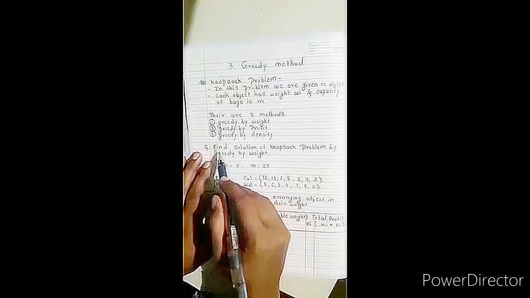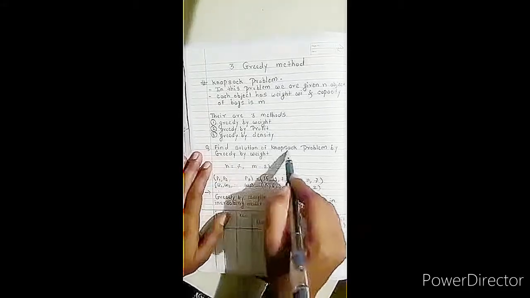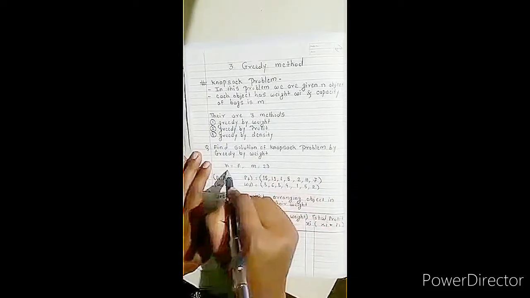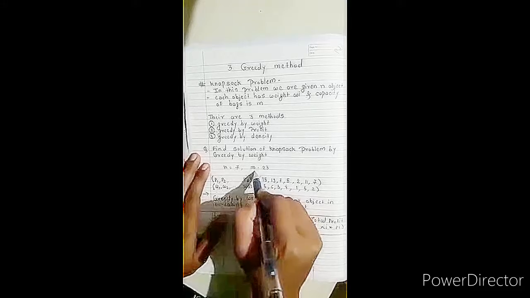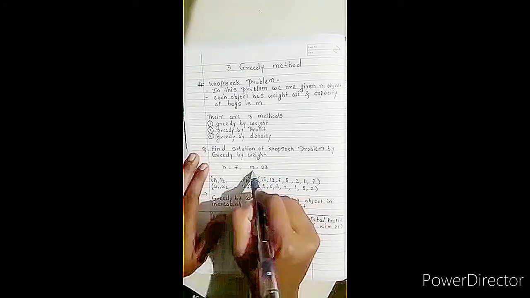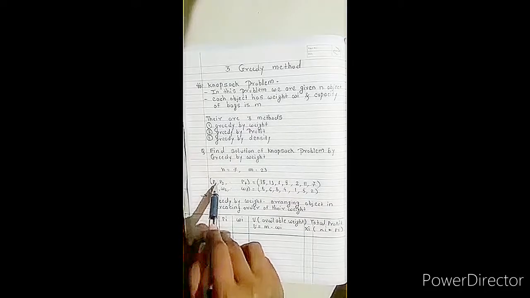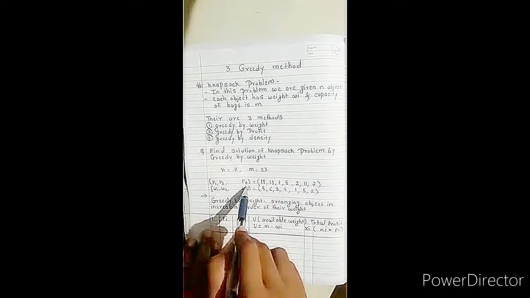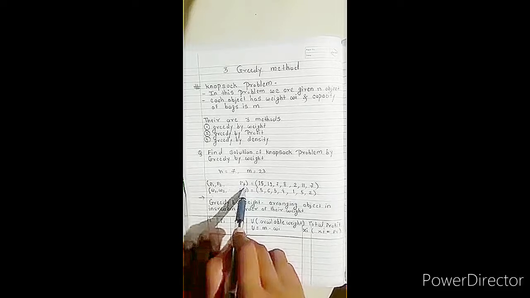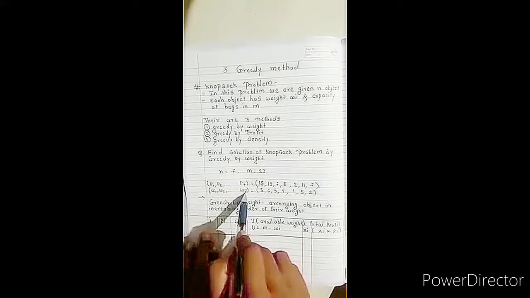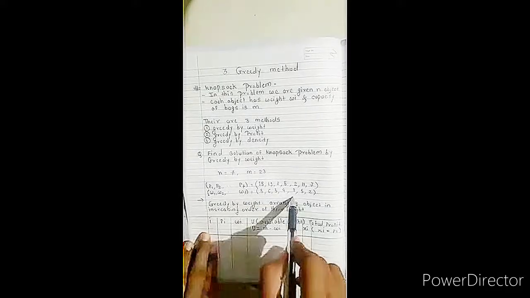Let's see an example. Find the solution of the knapsack problem by greedy by weight. Given n is equal to 7, m is equal to 23. M is nothing but the capacity. Given profits P1 to P7 and their corresponding values, and given weights W1 to W7 and their corresponding values.